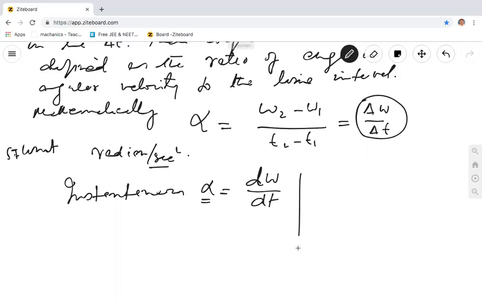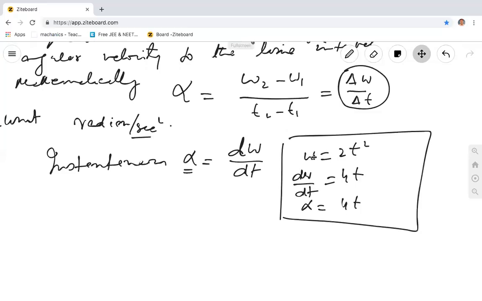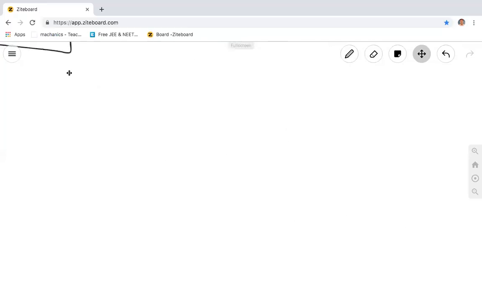So if I tell you like this, suppose omega is equal to 2t square, and I ask you what is instantaneous alpha at any time, you do d omega by dt, which is just equal to 4t. So alpha is equal to just 4t. What is alpha at time t equal to 1 second? 4. At t equal to 2 seconds? 8. 3 seconds? 12. So you can do that just by differentiation. That's easy. Now, these are the essential things to understand circular motion.